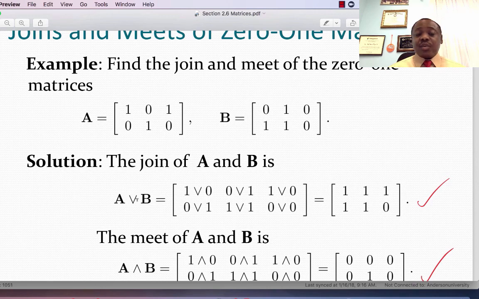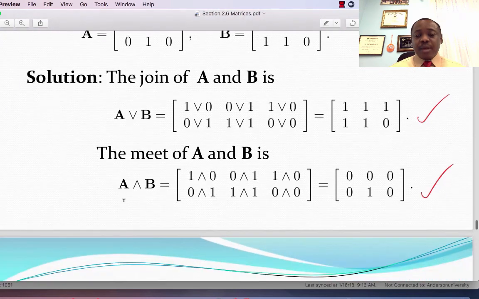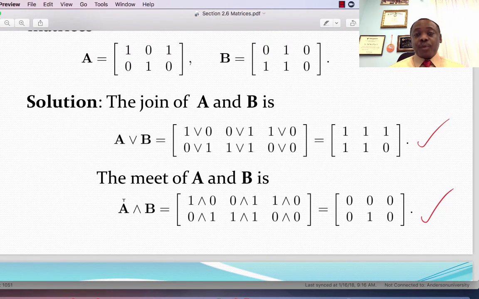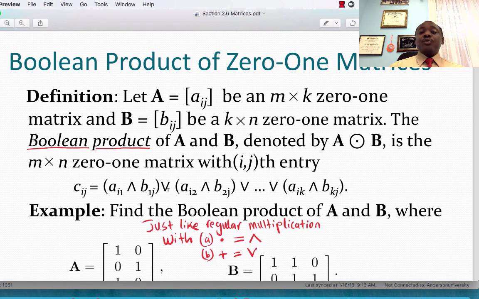Remember, OR is 0 if and only if both A and B are 0, otherwise it's a 1. What about the meet? Meet is a 1 if and only if both are 1, otherwise 0. So 1 and 0, that would be a 0, 0 and 1, that's a 0, 1 and 0, that's a 0, 0 and 1, that's a 0, 1 and 1, that's a 1, 0 and 0, that's a 0. So that will be the join of A and B, and this will be the meet of A and B. So how do we put our join and meet together to get the Boolean product of 0, 1 matrices?